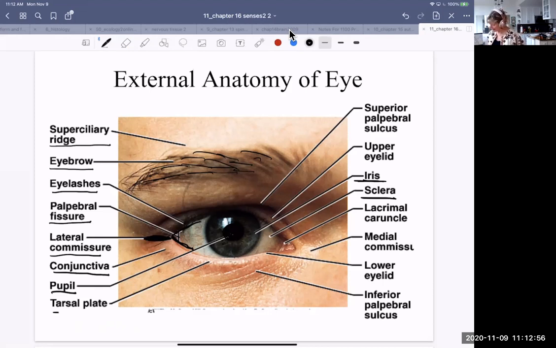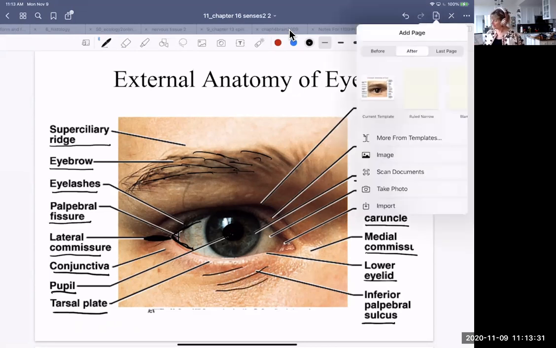The tarsal plate is where you have glands that secrete oils onto your eyes so they don't dry up. There's your upper lid and part of your lacrimal system for tears. The medial commissure, that's closer to your nose. Your lower eyelid. And your palpebral sulcus. These are the sulci, the grooves that form under your eyes.